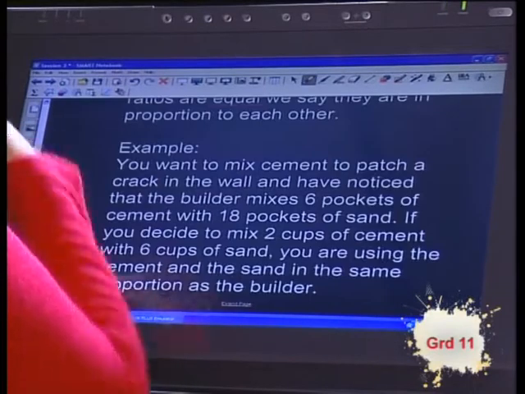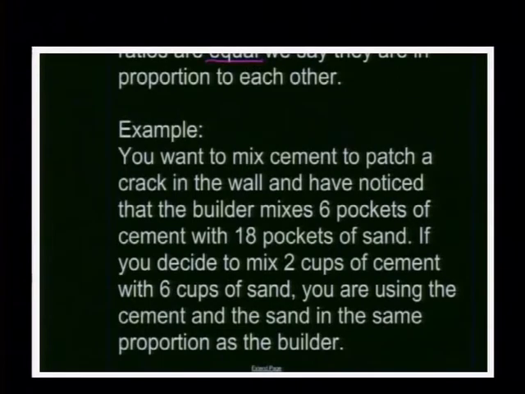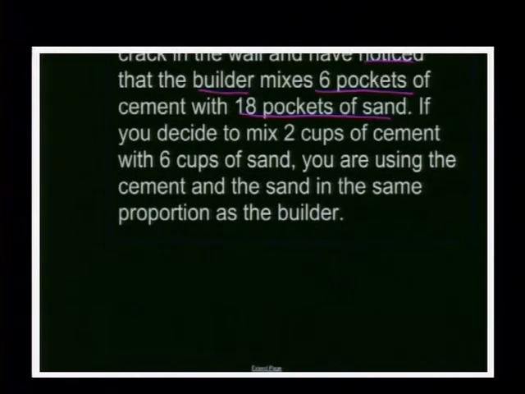So let's look at an example, and then I want to take you through a few other examples to help solidify these concepts. So if we're looking to mix cement to patch up a crack in the wall, and if you sit and watch builders regularly, you'll notice they mix 6 buckets of cement to 18 buckets of sand. Now you want to mix cement to fill the crack. But if we had to take 6 buckets of cement and 18 buckets of sand, we've got way too much cement to fix this tiny little crack.